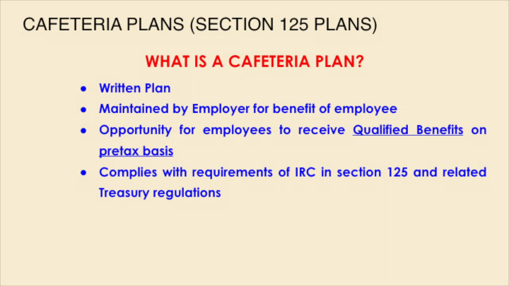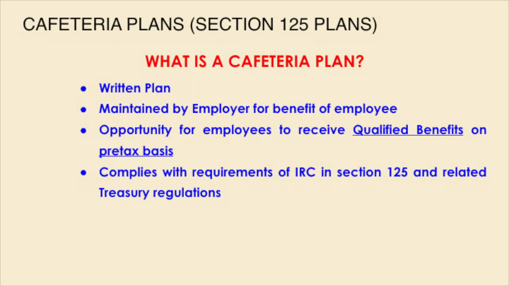Let's first understand what a cafeteria plan is. A cafeteria plan is a specific type of written benefit plan maintained by the employer for the benefit of the employees. Cafeteria plans are authorized by section 125 of the Internal Revenue Code, which allows the employees to convert a taxable cash benefit, that is their salary, into a non-taxable benefit.